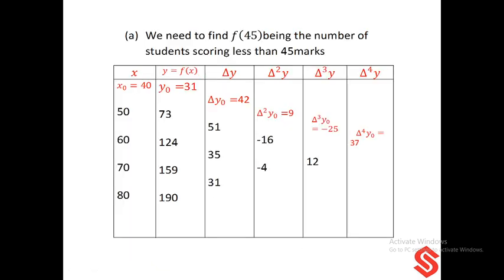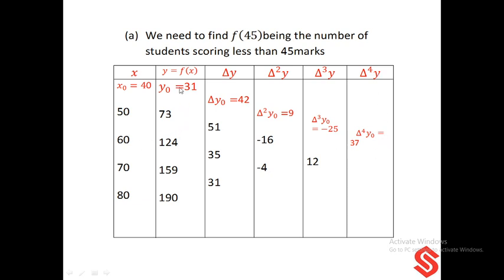Now we need to find f of 45, being the number of students scoring less than 45 marks. For that, let us construct the forward difference table. First column x, second column y is equal to f of x. Then the next column, first forward difference delta y. The next, second forward difference delta square y. Then third forward difference delta cube y. Next, fourth forward difference delta power 4 y.